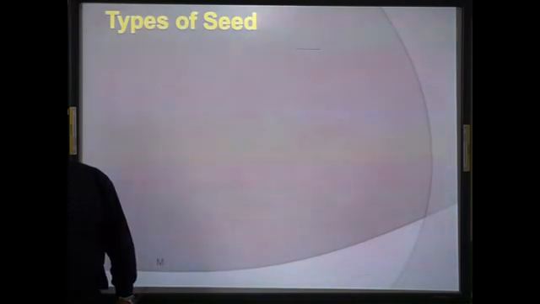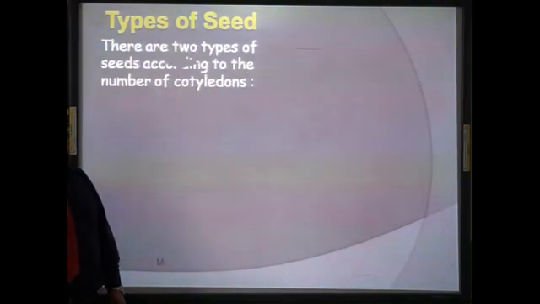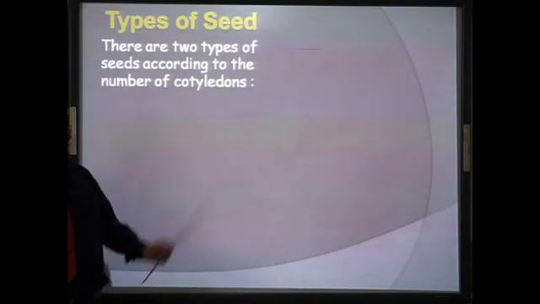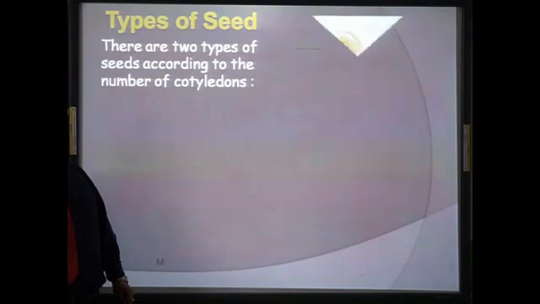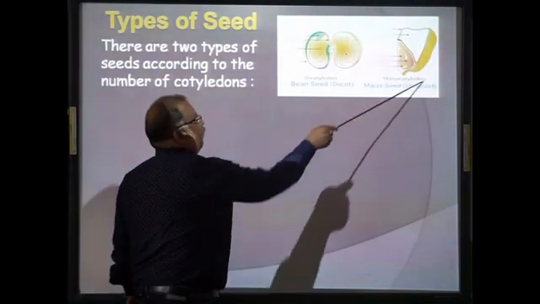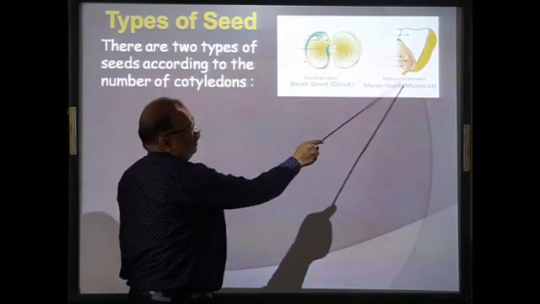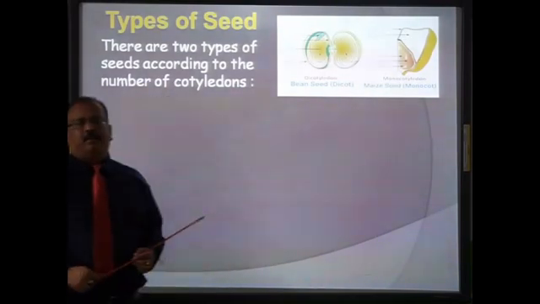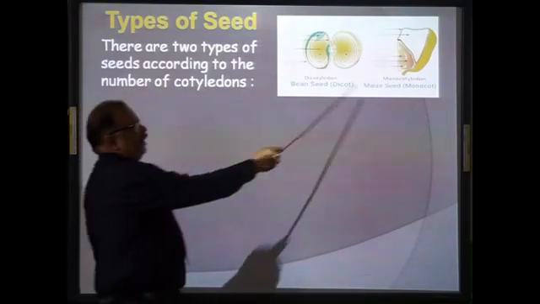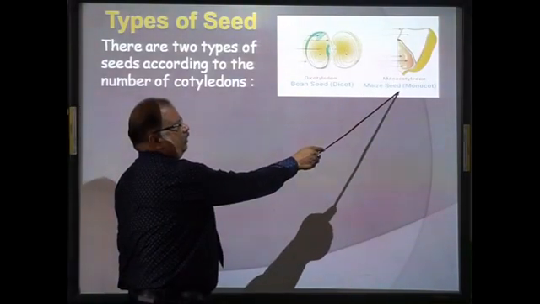Now, types of seeds. There are two types of seeds according to the number of cotyledons. Just now I told you there may be one cotyledon or two cotyledons. Depending on that, there are two types of seeds. Here you can see this one is a maize seed. Okay? And this is monocotyledon. Mono means one. So one cotyledon is monocotyledon.